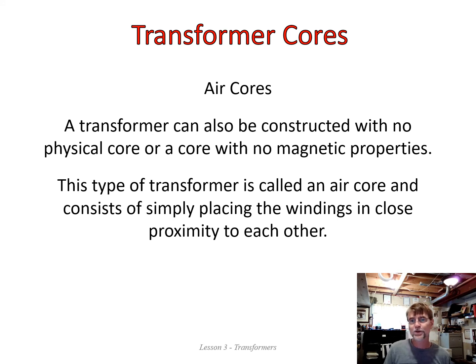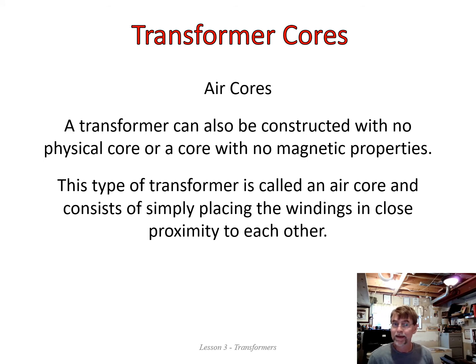Now, we could also use an air core, so no core at all. A transformer can also be constructed with no physical core or a core that has no magnetic properties. A chunk of driftwood would work as a core. We could wrap our winding, our coil of wire around it, and we could build our own little transformer.